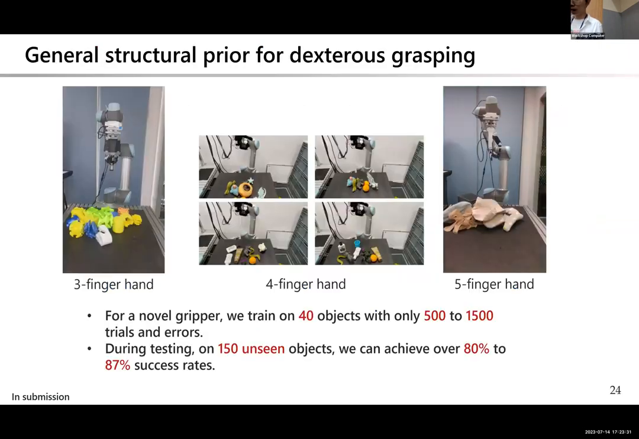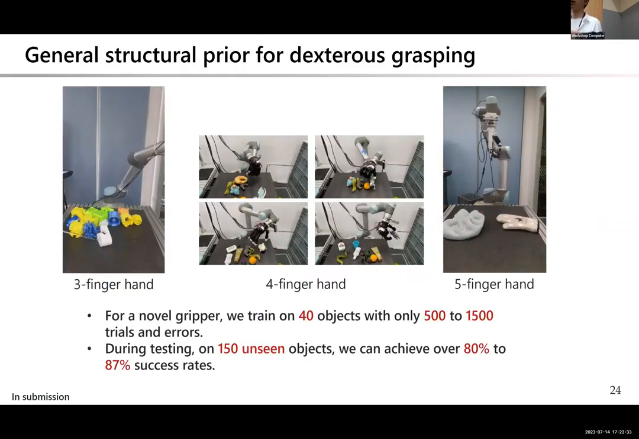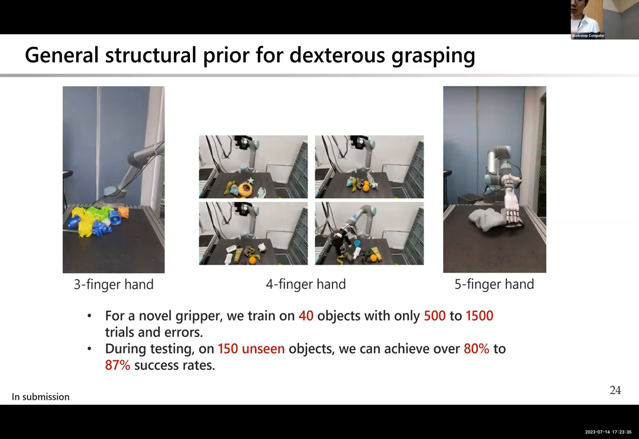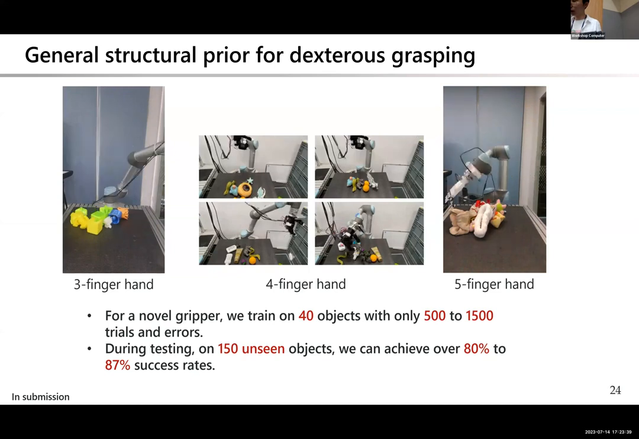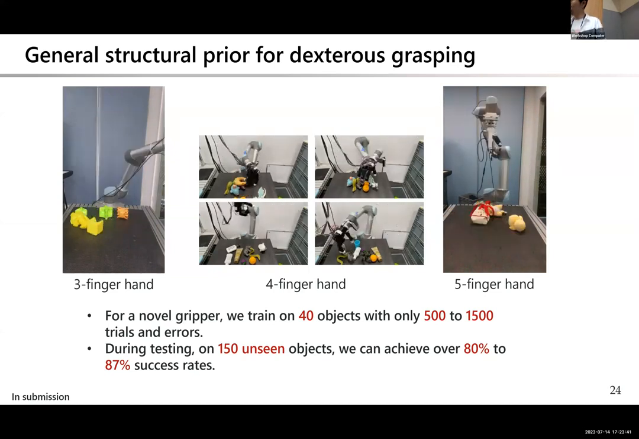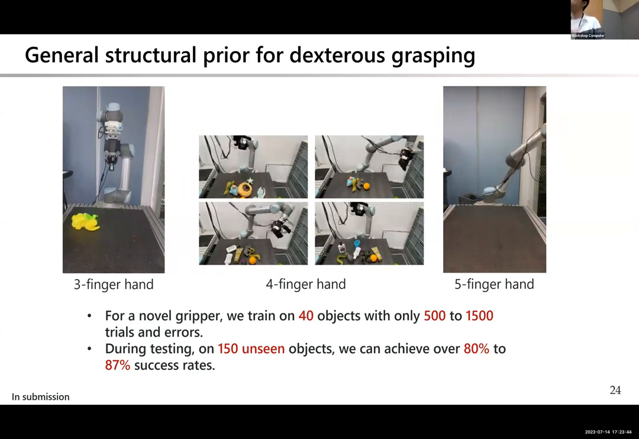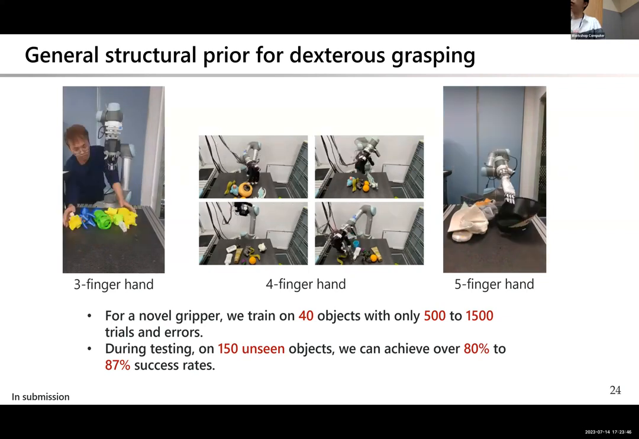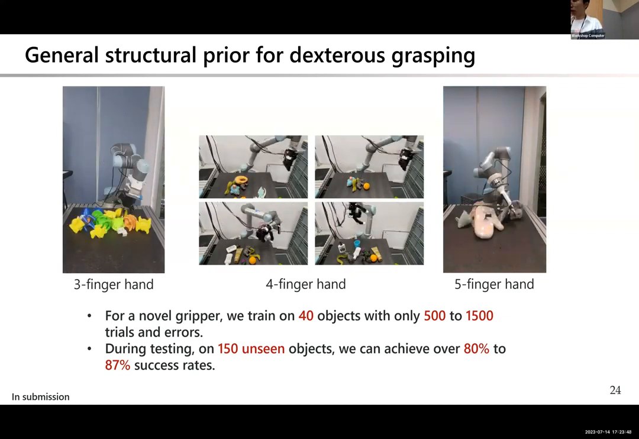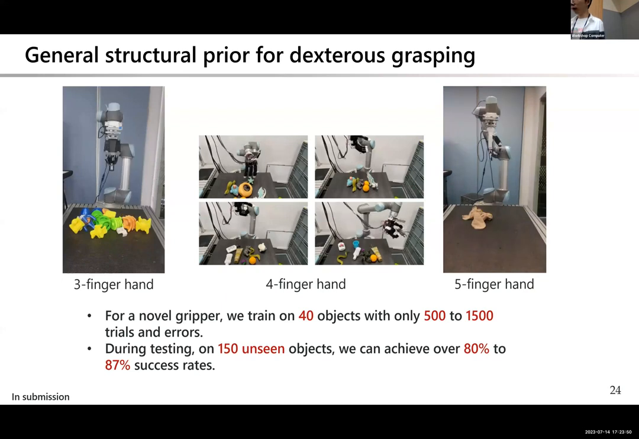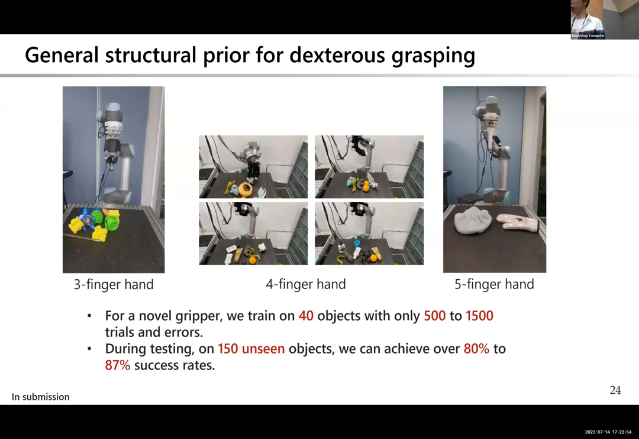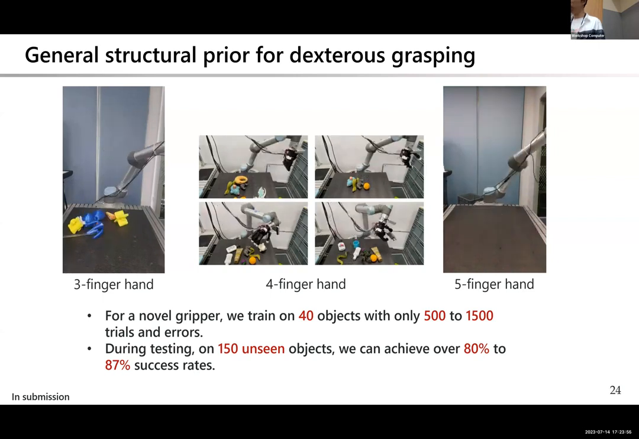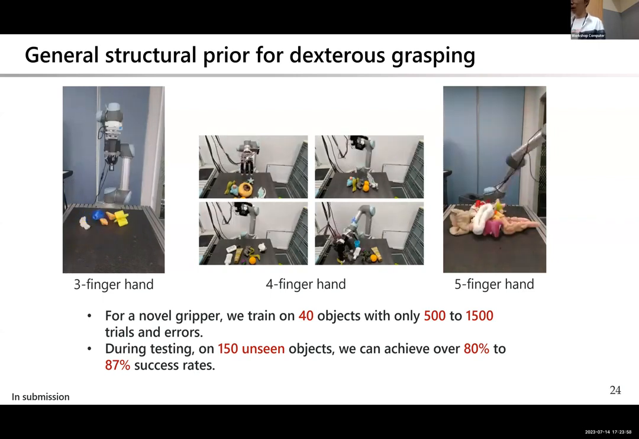This is, in fact, a working submission, so I cannot share too many details, but I can share some results. For a novel gripper, we only train it on 40 objects with only about 500 to 1,500 trial and errors. During testing, on over 150 unseen objects, we can achieve about 80 to 87% grasp success rate.